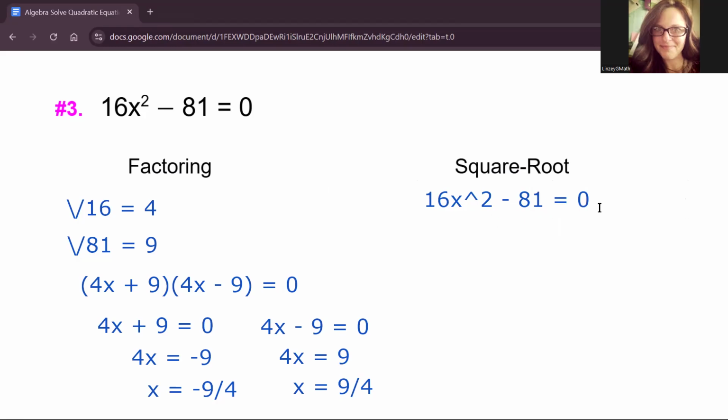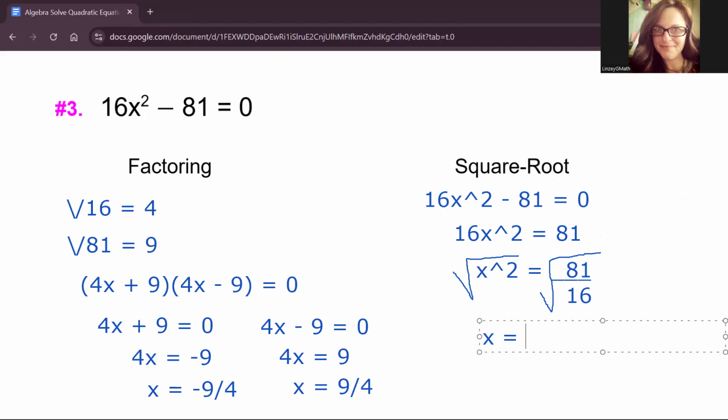I'm going to add 81, bring it to the other side of the equal sign, and then divide by 16. So we get 81 divided by 16. And then we'll take the square root to undo the power of 2. We can take the square root of the top and the square root of the bottom. Square root of 81 is 9. Square root of 16 is 4. And we get both roots. So we get +9/4 and -9/4.